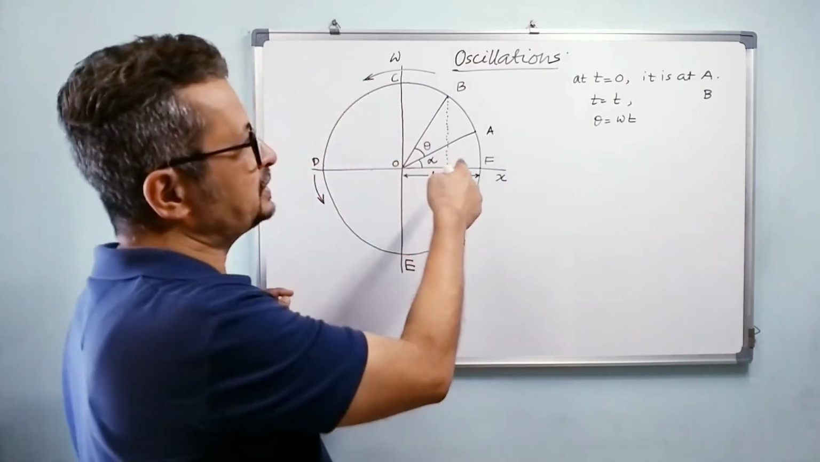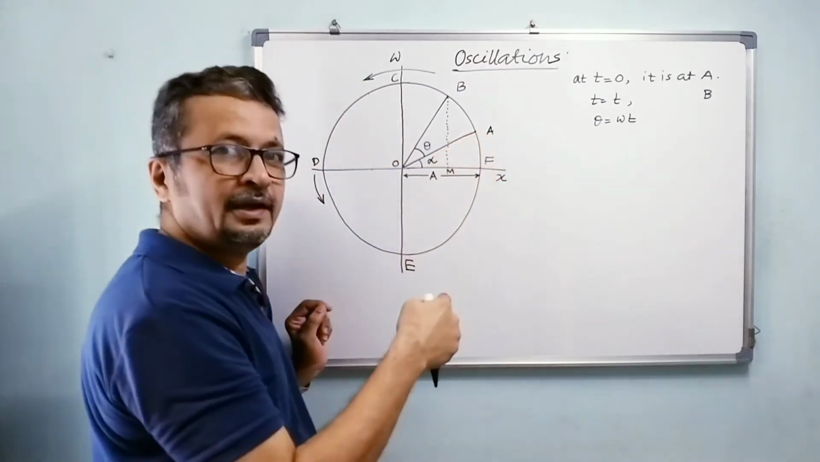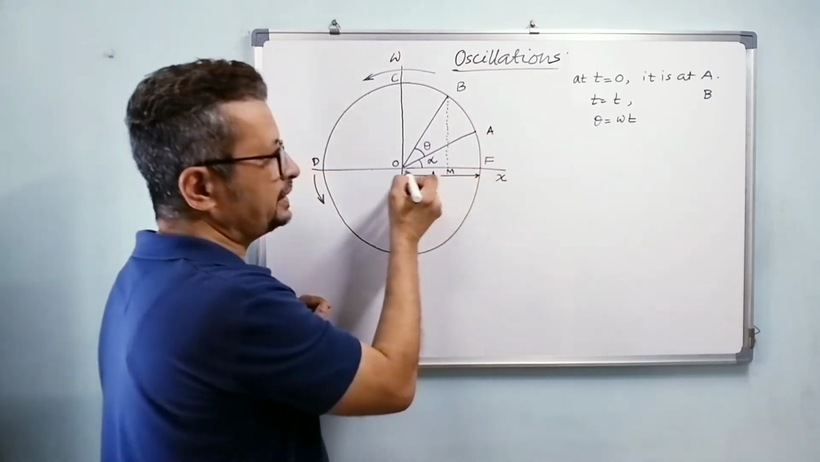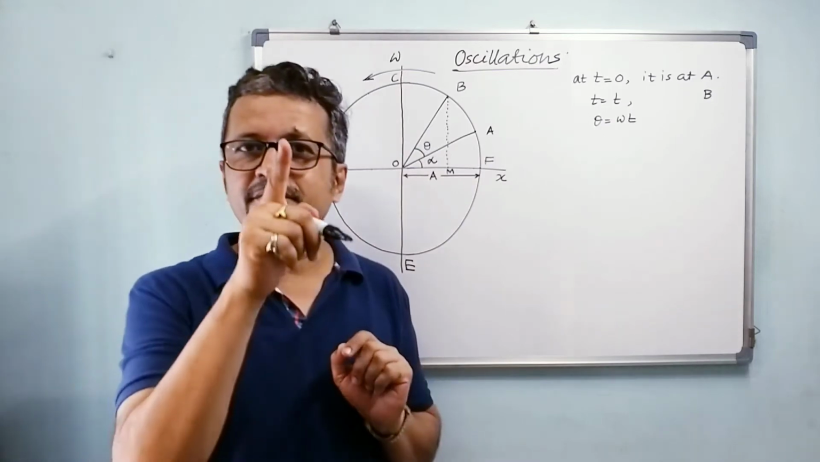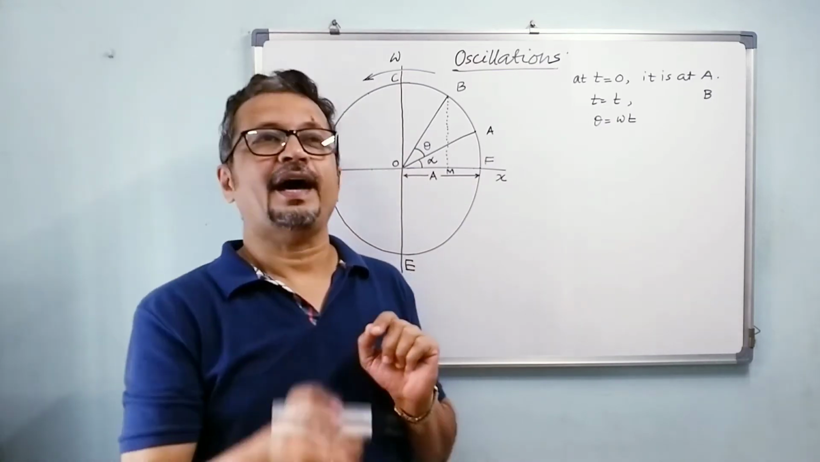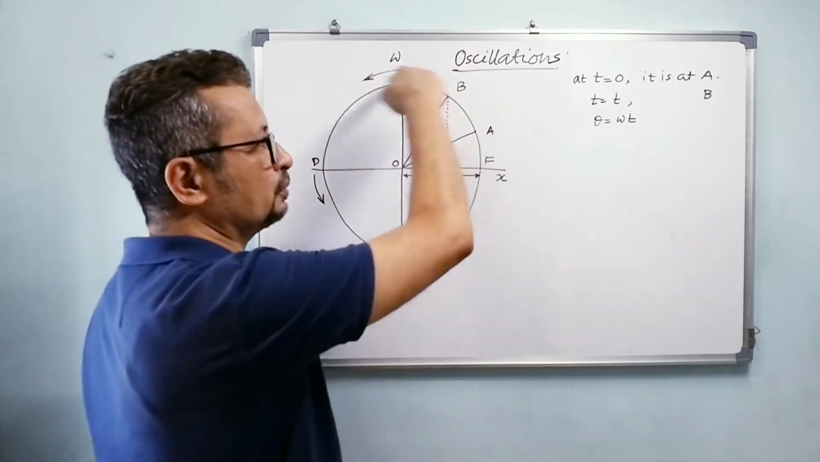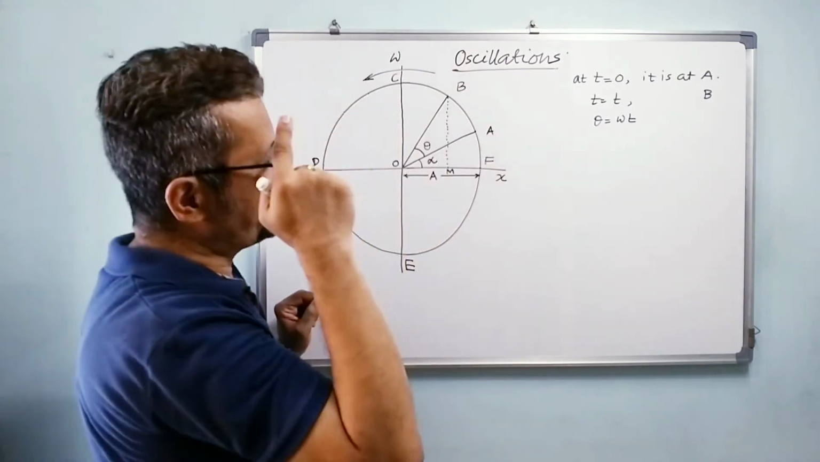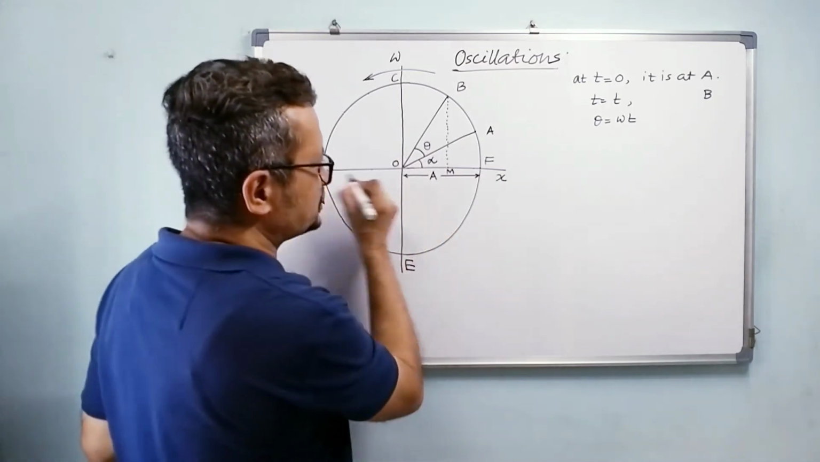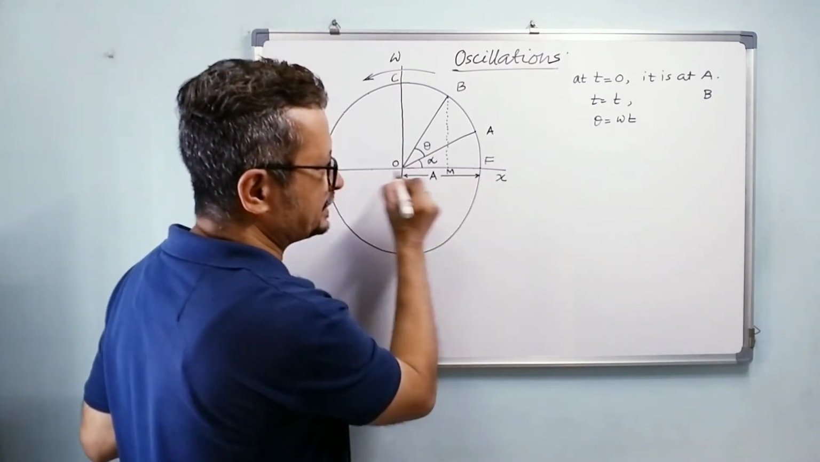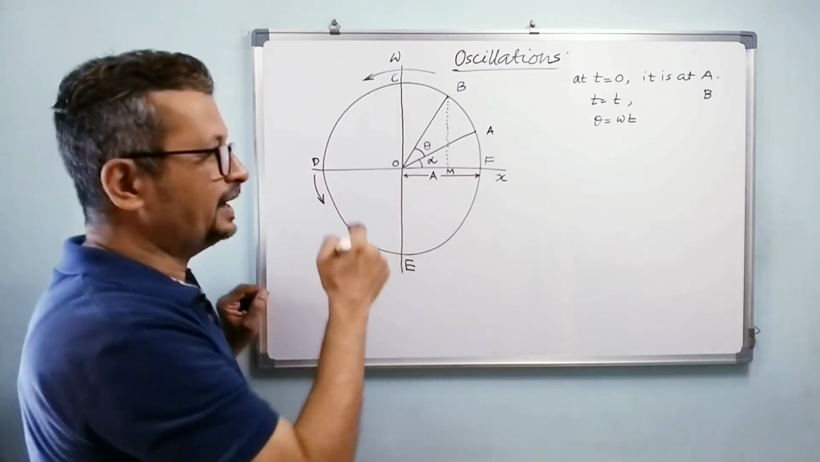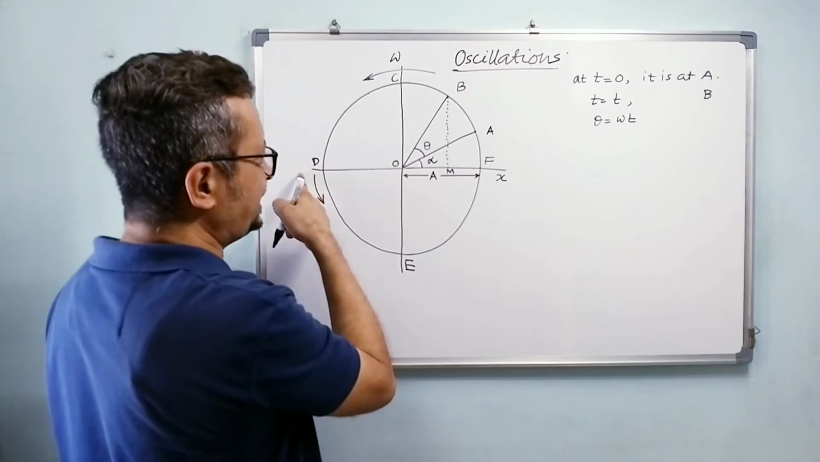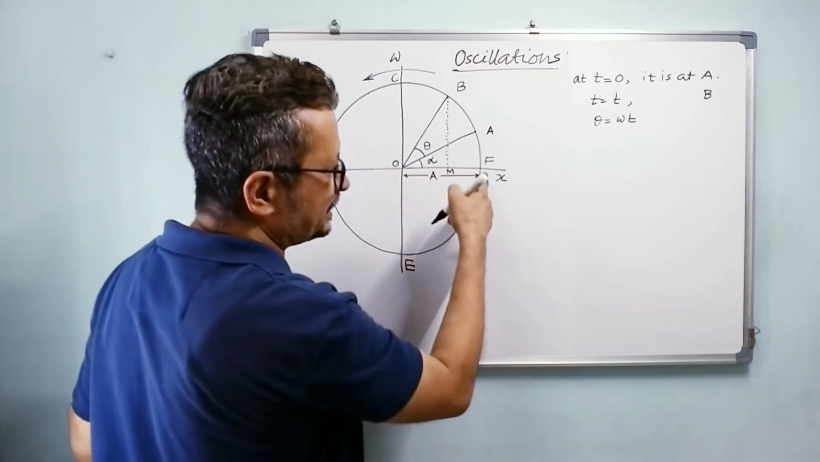Now what happens? Again from F it moves to A, correct? Then the projection came here, then here, and so on. So now you must have noticed one thing, that as the particle performs circular motion, my projection particle performs oscillatory motion like that. Correct? It starts from point F, comes to O, comes to D, again O, and again F.